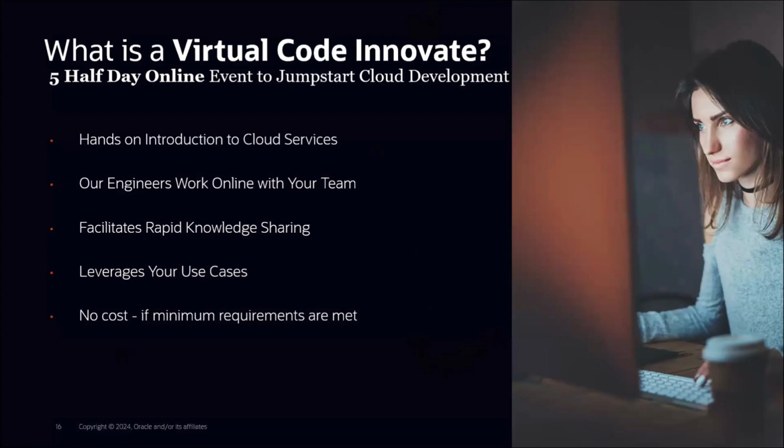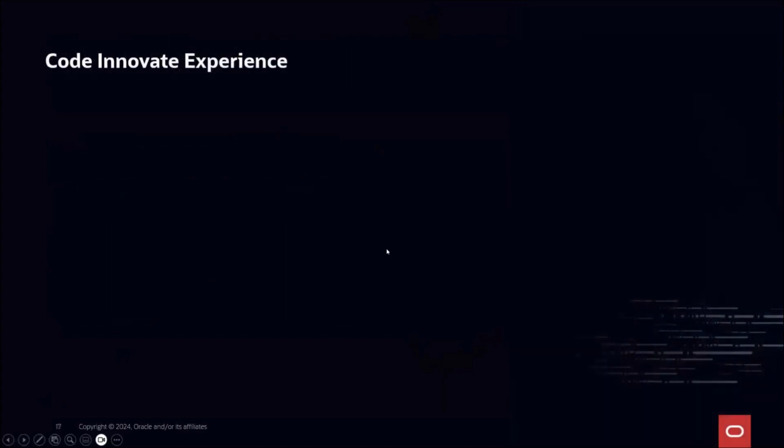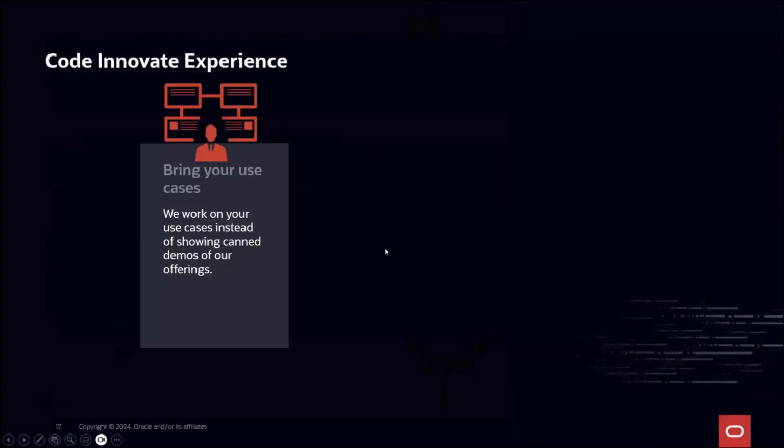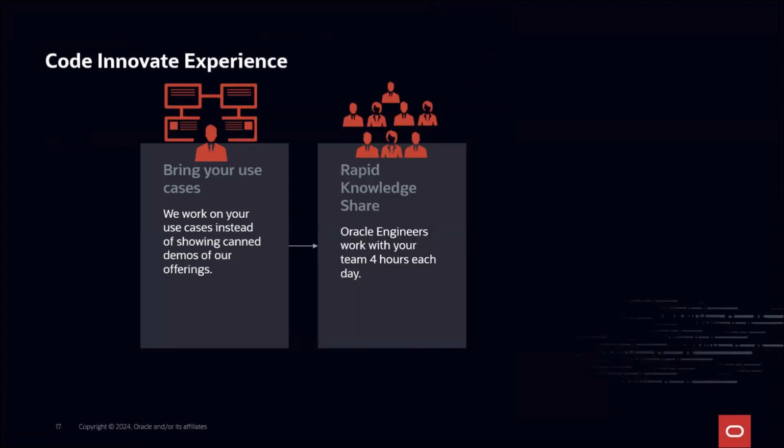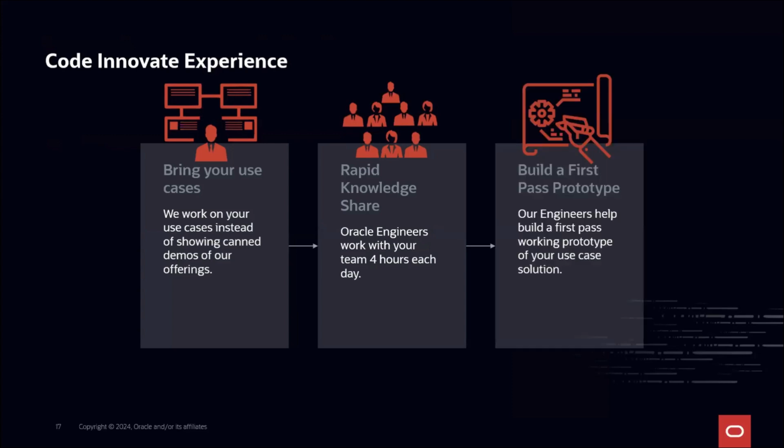So, what is a virtual Code Innovate? Simply put, it's a program where Oracle engineers team up with a customer to help them build out a first pass prototype for one or more of their use cases. These events are run entirely online and allow your organization to jumpstart their cloud development efforts. So let's quickly walk through what the experience looks like. We start by understanding your use case and the service or services needed to meet the requirements. Next, we pair you with an Oracle engineer that will work with your team. And then by the end of a 20-hour sprint, we'll help your organization build out a first pass working prototype based on your use case.